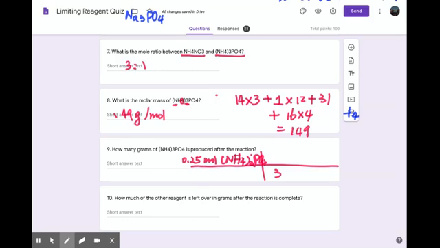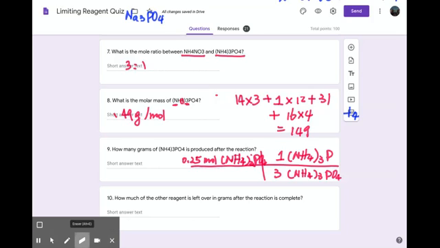So every 3 moles of (NH4)3PO4 will give you 1 mole of NH4... Oh, sorry. My bad, my bad.